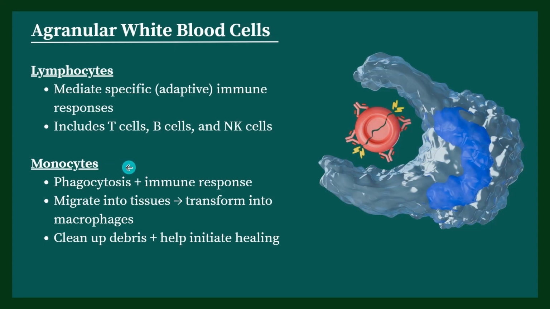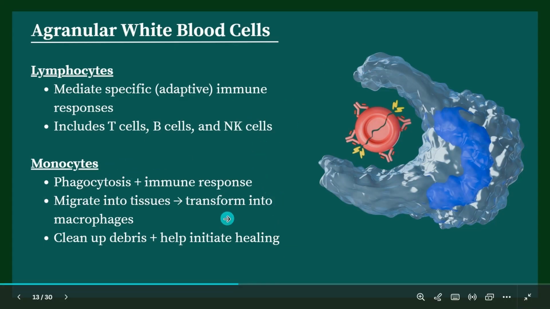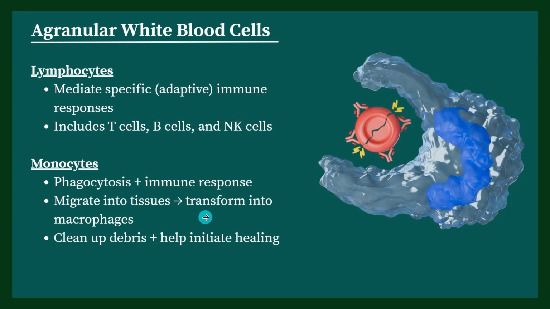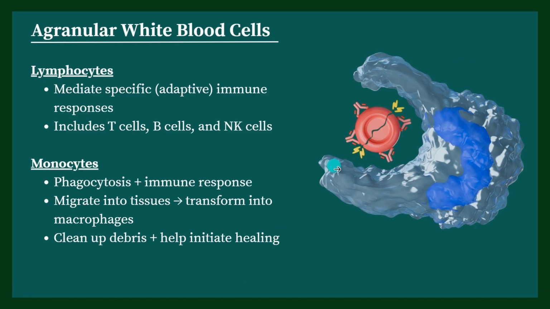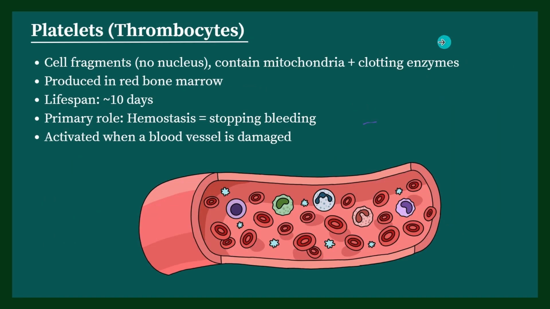Monocytes do phagocytosis, and they're involved in the immune response. They're the ones that get into the tissues and transform into macrophages. More on that in the lymphatic system. So they clean up debris and help initiate healing. So this is an example of a white blood cell eating a bacteria. Phagocytosis.